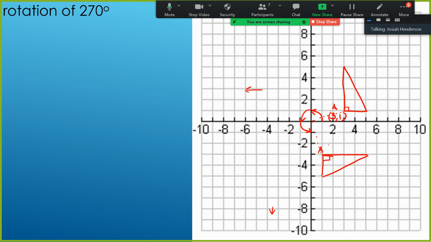So A prime is at 1, -3. And then B is at 1, -5. And C prime is at 5, -3. Okay, so kind of like our 90 degree, this time we do get the swapping of X and Y. And instead of the original Y number moving and becoming negative, it's the X number that moves and becomes negative.